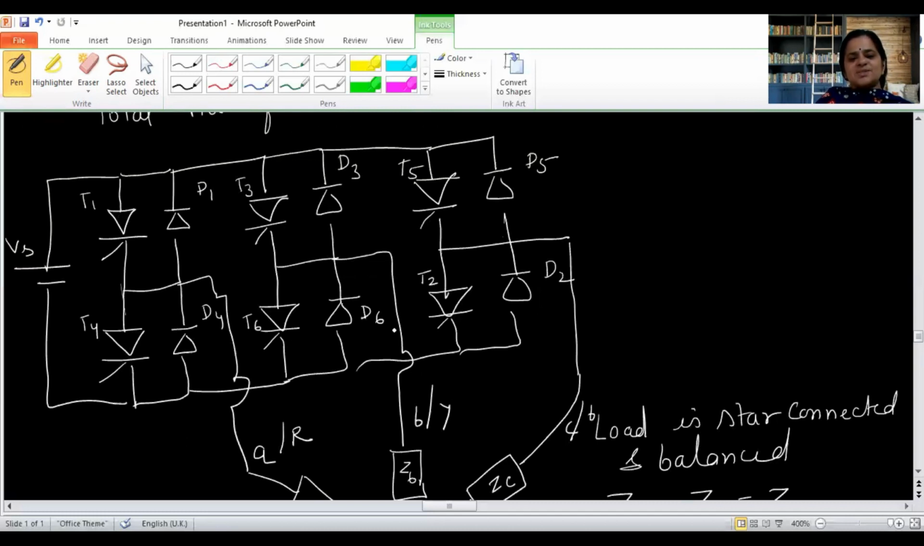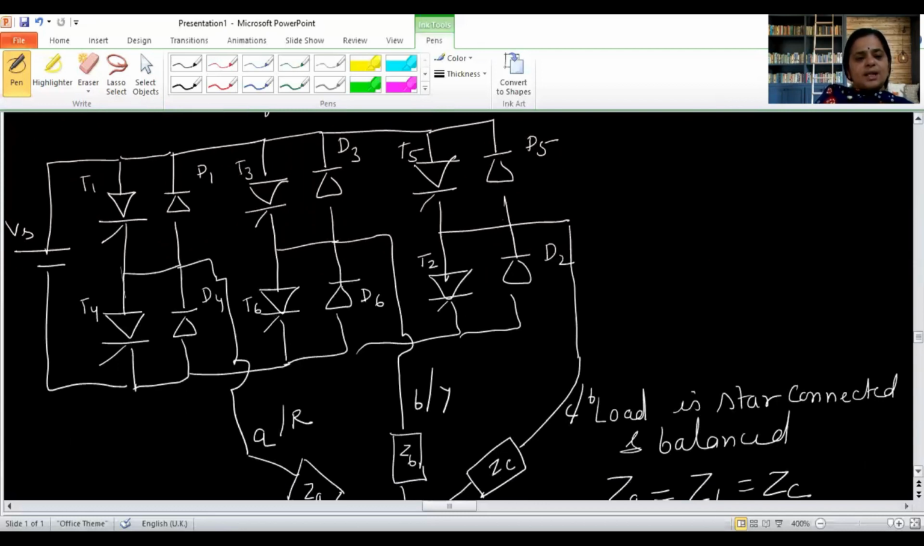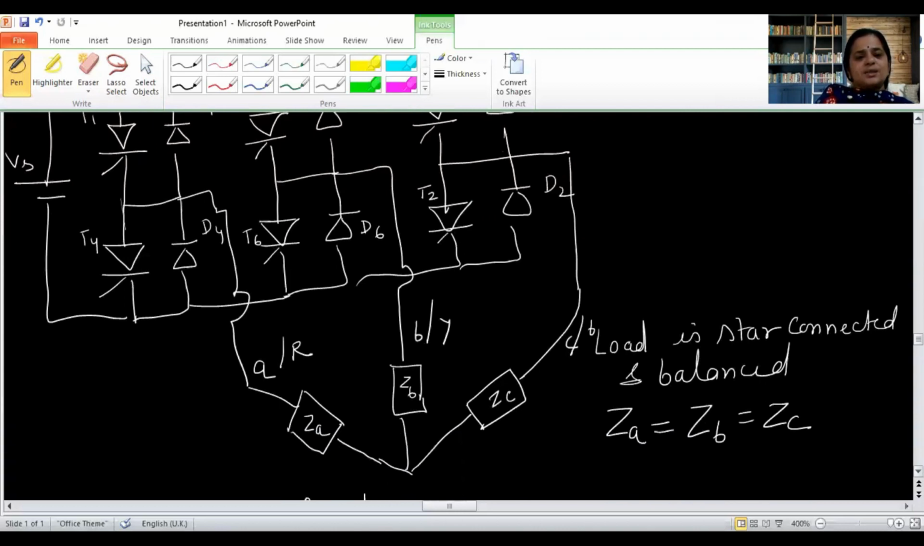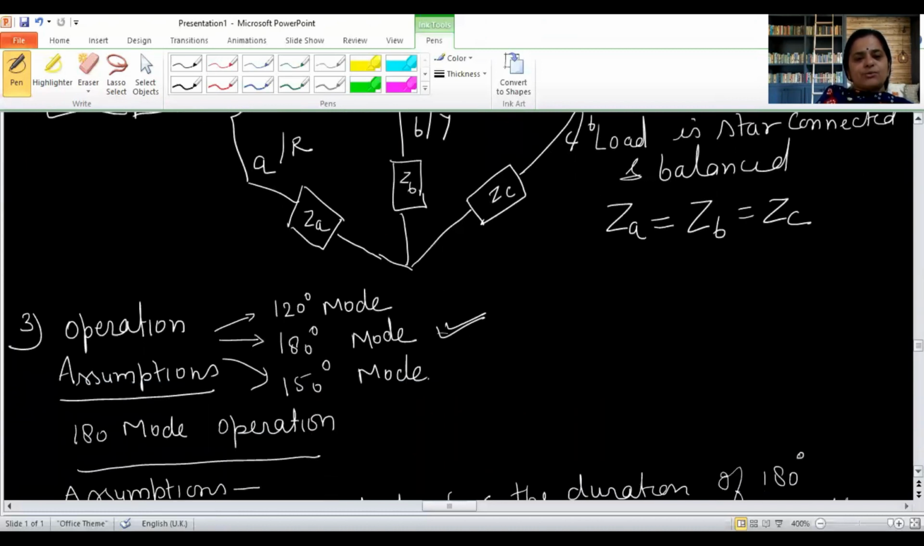Whereas 4, 6, 2 are the negative group SCRs, because for all these three SCRs, the cathodes are at the same potential and are connected to the negative of the DC input. So 4, 6, 2 will be called negative group SCRs, and 1, 3, 5 will be called positive group SCRs. The third assumption is that the positive group SCRs or negative group SCRs will conduct after an interval of 120 degree.